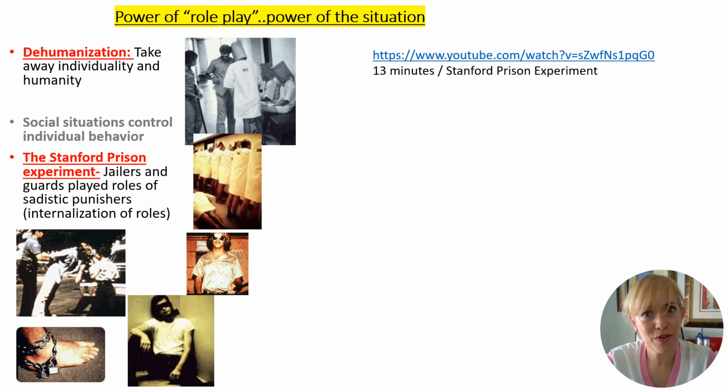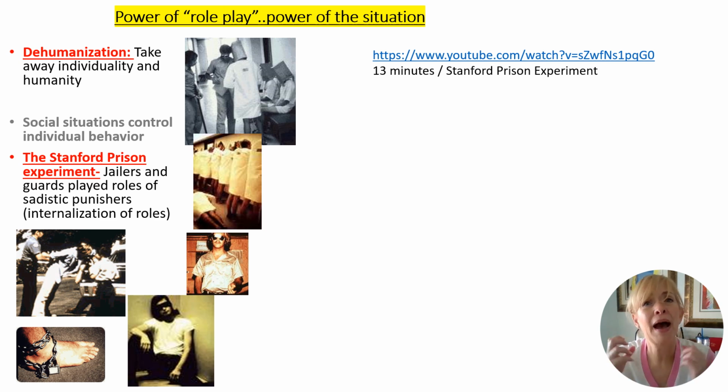Speaking of unethical experiments, another very famous experiment that was considered highly unethical, probably even more so than Milgram, was the famous Stanford prison experiment conducted by Dr. Philip Zimbardo. In this experiment, he's talking about how we can dehumanize other people. We don't see them as human anymore. We see them as objects.